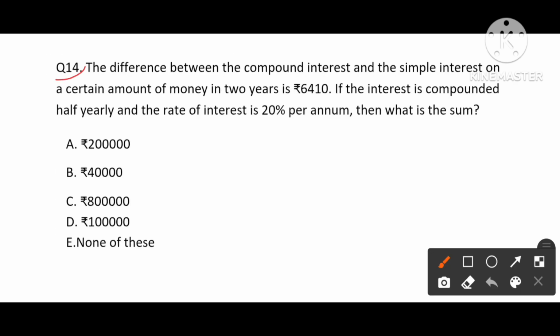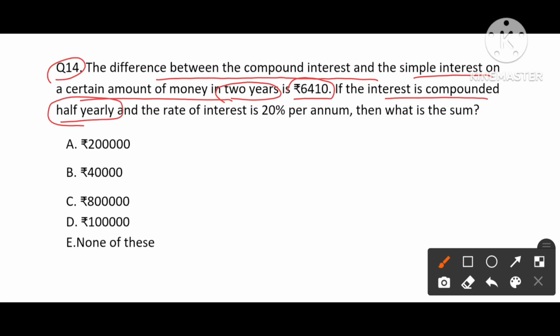Now we are going to solve question number 14. The difference between the compound interest and the simple interest on a certain amount of money in 2 years is 6410. If the interest is compounded half yearly at the rate of 20% per annum. So it is saying that the compound interest is calculated half yearly at 20% per annum, which means half of the rate, which will be 10% for 4 periods. We need to calculate compound interest 4 times, because half yearly means for 2 years there will be 4 times.